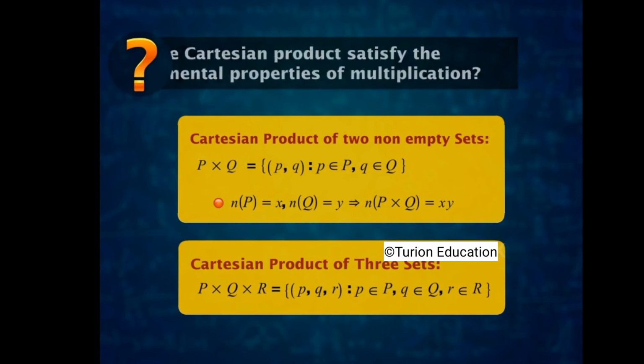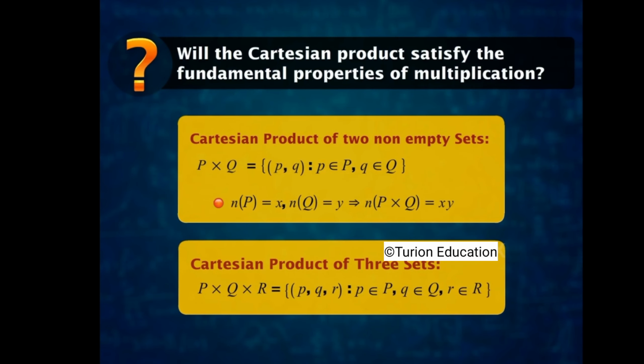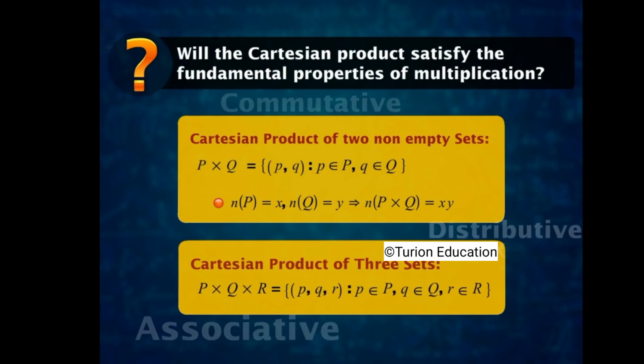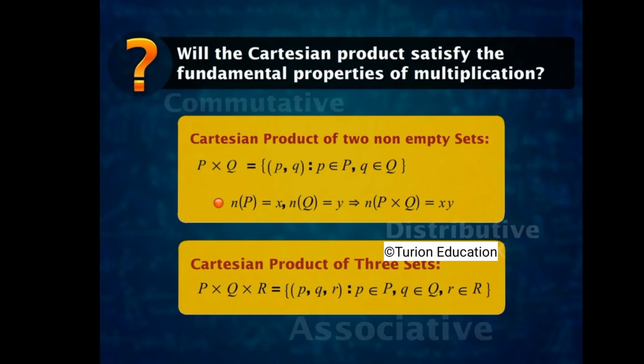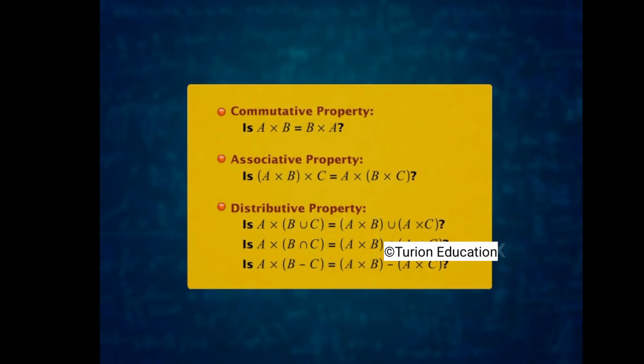Do you think the Cartesian product will satisfy the properties, such as the commutative property, the associative property, and the distributive property, that are satisfied by the multiplication operation? Let's find out by taking some examples, and also solve some more problems based on the concept of the Cartesian product of sets.